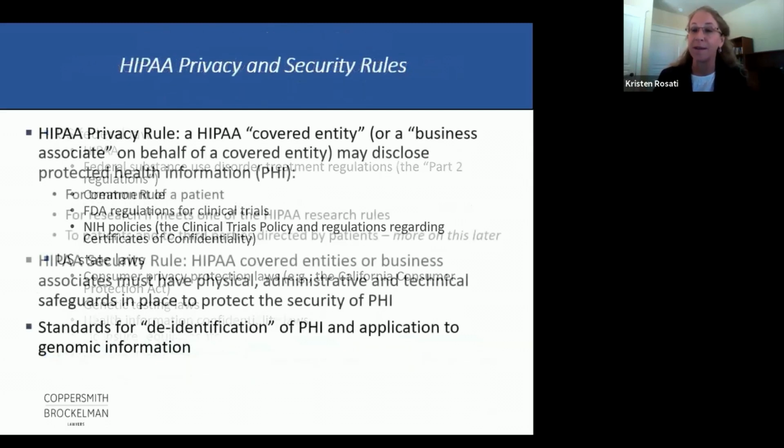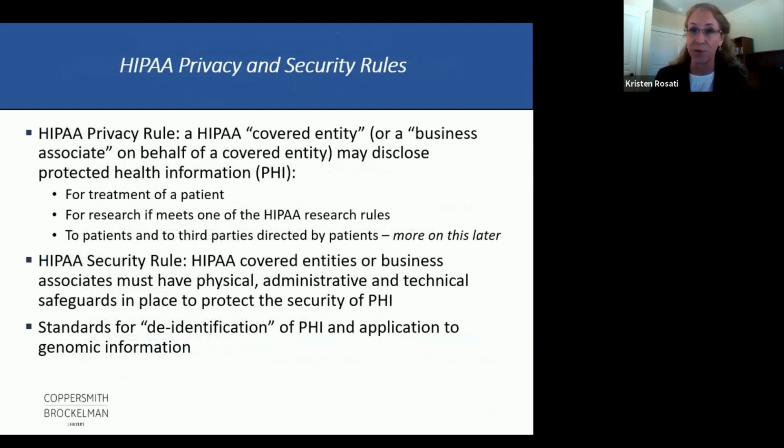So the most significant of the sector laws is the HIPAA rules. The HIPAA privacy rule applies to covered entities or business associates. Information may be disclosed for treatment of a patient and for research if it meets one of the HIPAA research rules. And by the way, I've covered those HIPAA research rules in the reference slides. It also applies to disclosures to patients and third parties where the patient directs disclosure to that third party. The HIPAA security rule governs the security of that information.